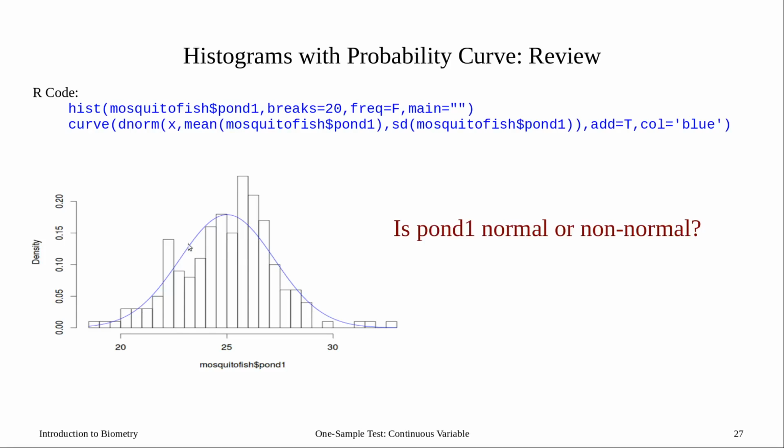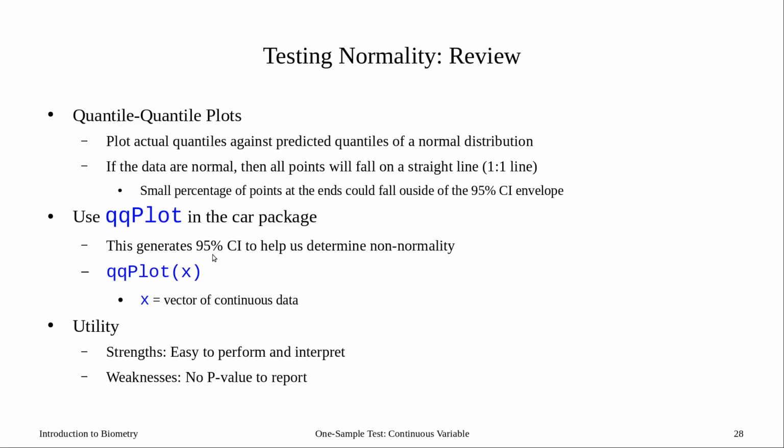For pond 1, this would be our histogram with the overlay curve. Here's the code. So we look at this and ask, is the pond normal or non-normal? Well, it kind of follows it. We've got some high values here, but maybe that's okay. As I said, with histograms we try to assess our normality, and it's kind of tough to do. But we do see that we don't have any multi-peaks here. It looks like we only have a single peak.